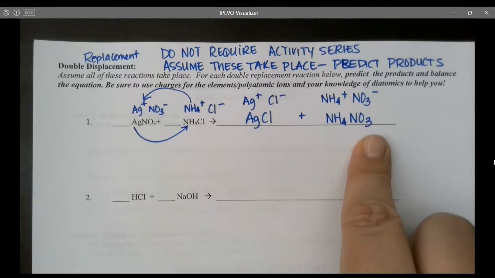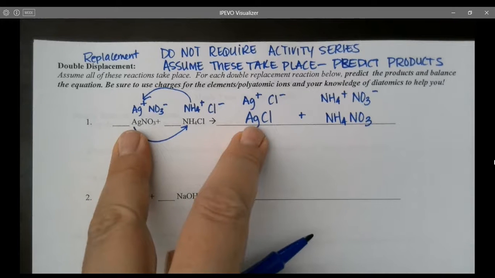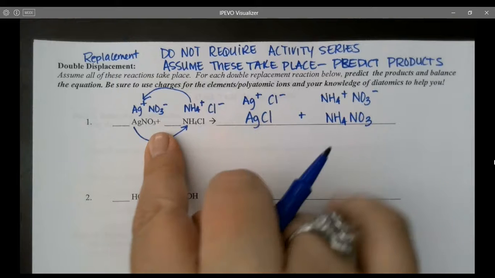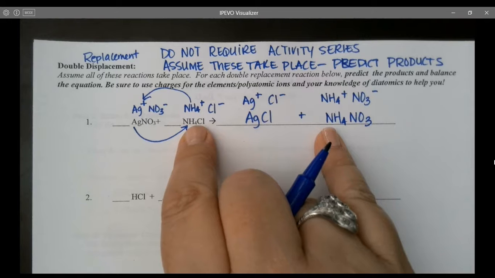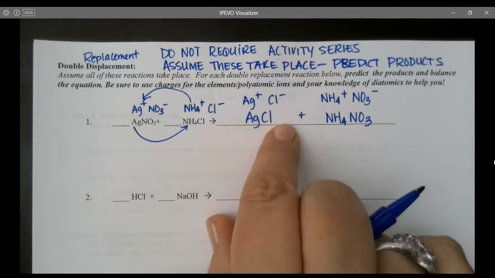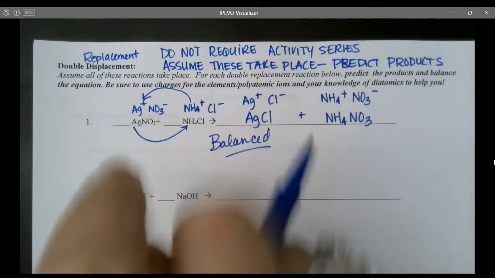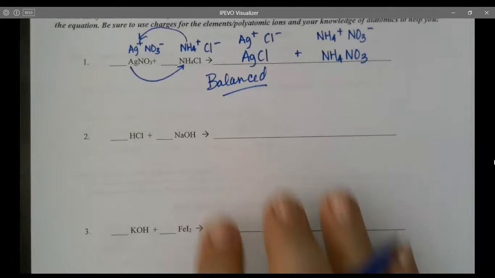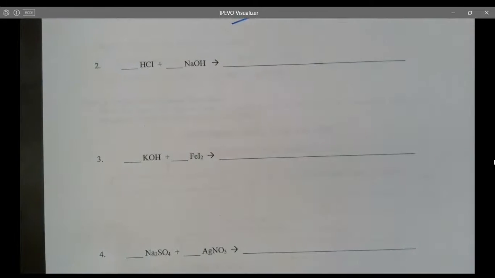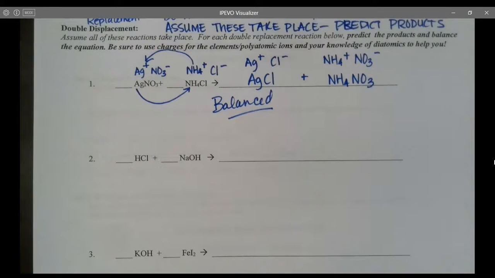And now I have 2 new compounds. Okay, 2 new compounds. And of course you can balance from there, although if you look, Ag and Ag, there's one of each. NO3 and NO3, there's one of each. NH4 and NH4, there's one of each. And Cl and Cl, there's one of each. So this happens to be a balanced equation, and you are good to go. Okay? So you guys are now going to work on 2 through 6. Okay, the rest of this page, which is page 15. And you're going to do that for homework.